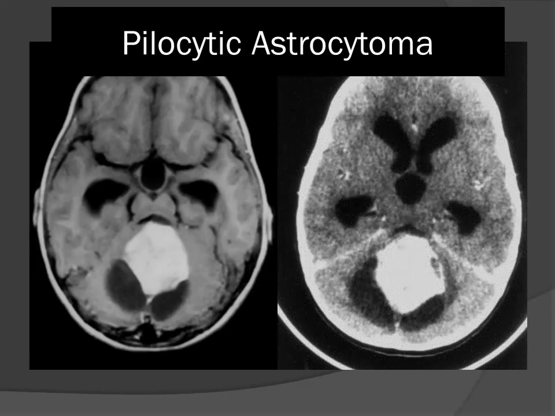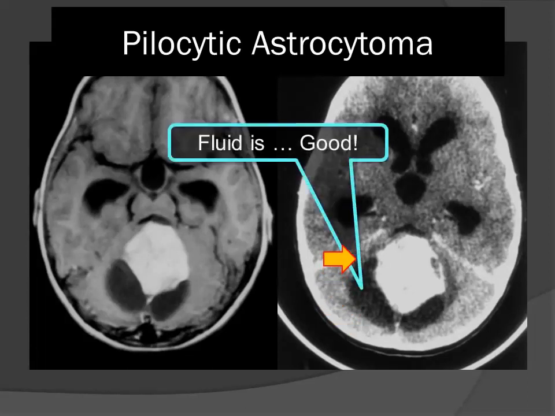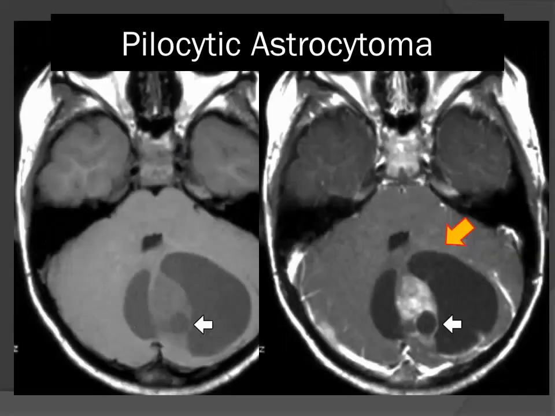Here's a classic example of a pilocytic astrocytoma on MR with gadolinium and CT with iodine. We can see a mural nodule and two non-enhancing fluid locules that are not rimmed nor surrounded by contrast enhancement. So if we look carefully, we do not see any enhancement forming the rim around the fluid-filled space. This is fluid and not necrosis. Fluid is good.